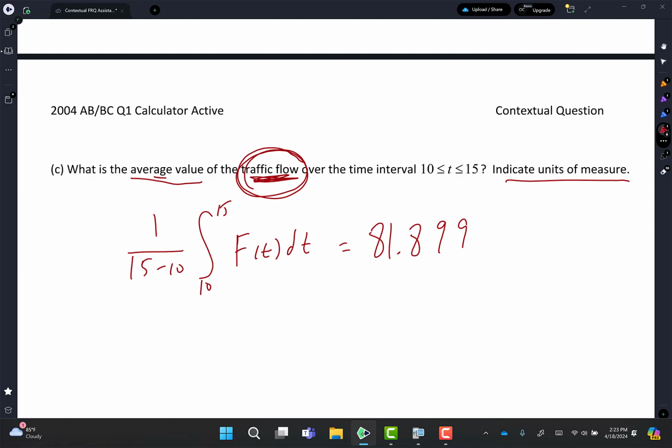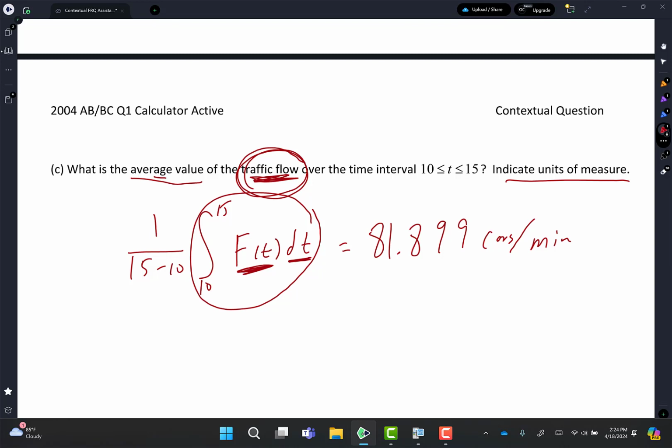So let's let our unit analysis do the trick. This f of t was cars per minute. D of t is minutes, so this integral gives me cars, but then I'm dividing. This is like multiplying, and this is like dividing because it's on the bottom. Then it's cars per minute. Does that make sense? Okay, so cars per minute. It's just the average traffic flow, how many cars per minute on average flow per minute.